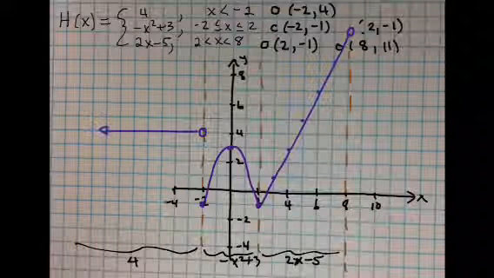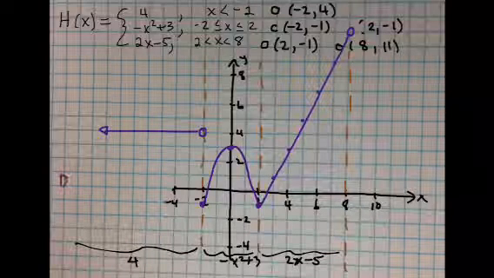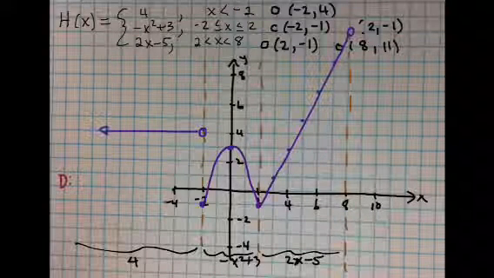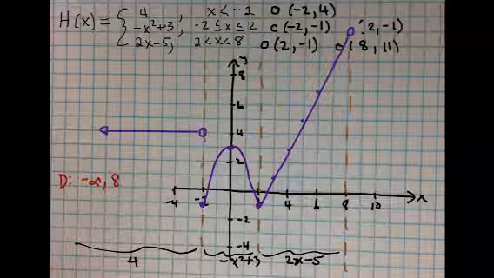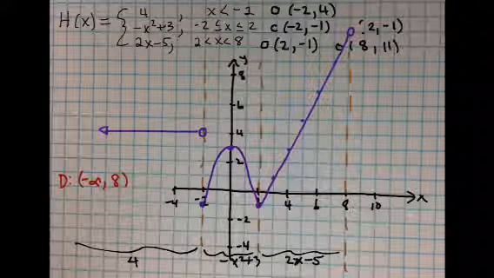Okay, so now we do the domain and range. For the domain, you go from left to right, we're going this way, and so you see points from negative infinity all the way to 8. And it doesn't include 8 because it's an open dot at (8, 11), so we use parentheses.